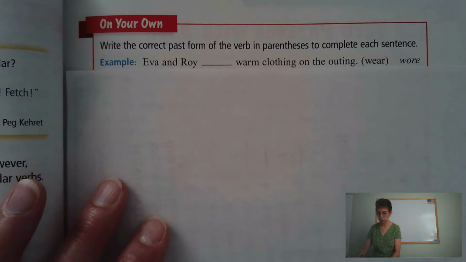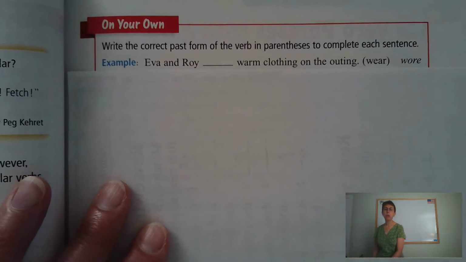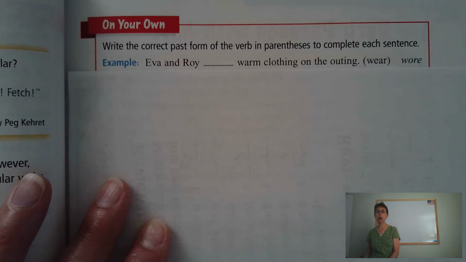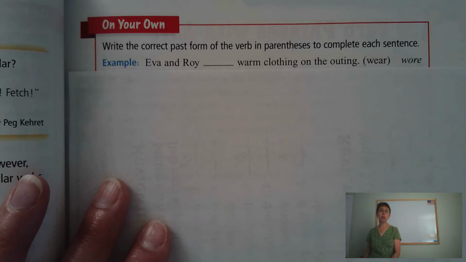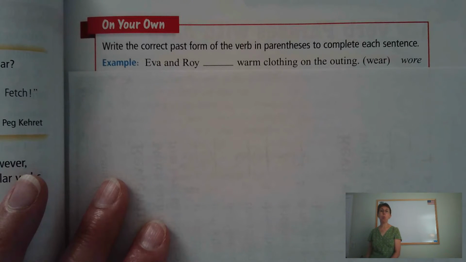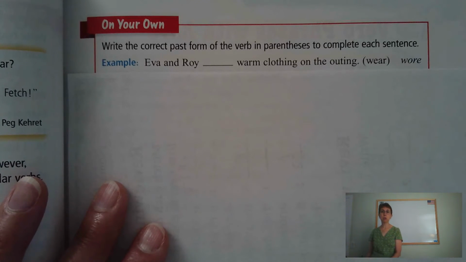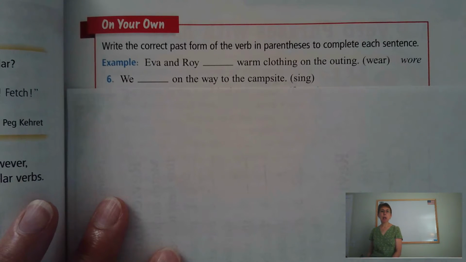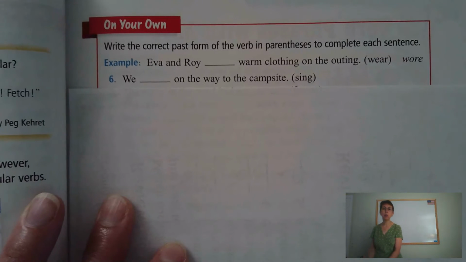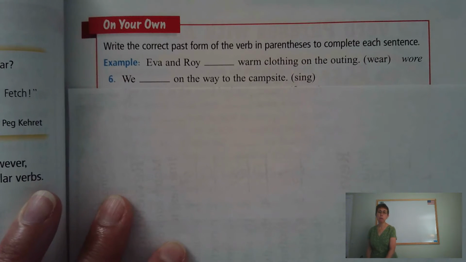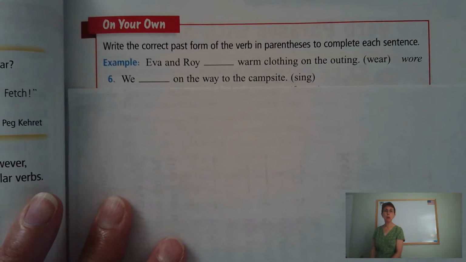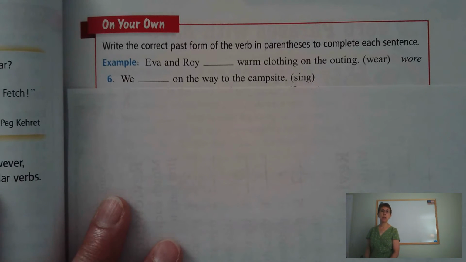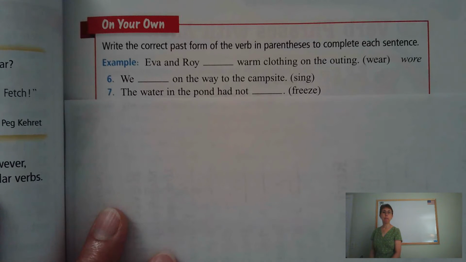So the example, Eva and Roy blank warm clothing on the outing, and we're using wear. And so the form that we would use here would be Eva and Roy wore warm clothing, because there was no helping verb there. Okay, and then in number 6, we blank on the way to the campsite using the verb sing. You can see there's no helping verb in this sentence, so we're just going to use the past of sing, which is sang. We sang on the way to the campsite.